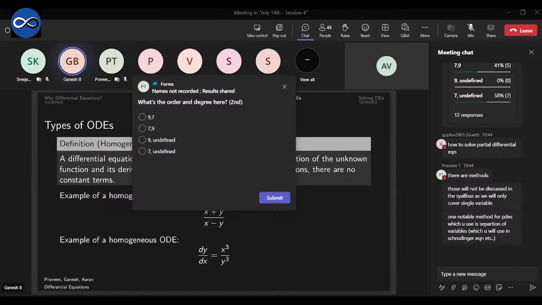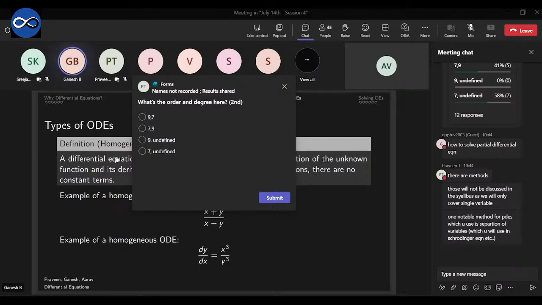And it's come to homogeneous differential equations. A differential equation is homogeneous if it's a homogeneous function of the unknown function and its derivatives. So, a homogeneous function is something like f of lambda x comma lambda y is just lambda to the power n times f of x comma y. So it's something like that.